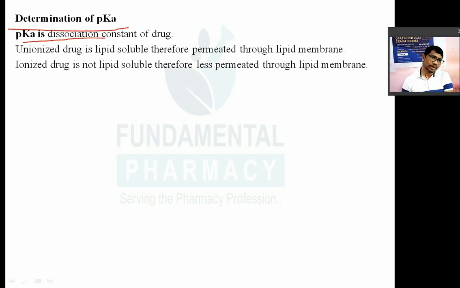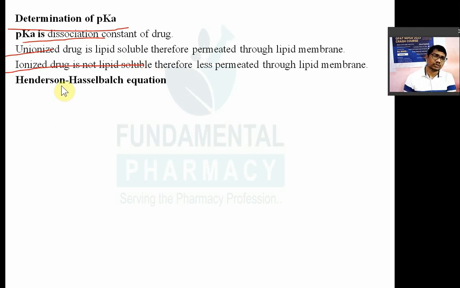The pH of the medium and pKa of the drug. Unionized drug is lipid soluble. It is absorbed easily. It can cross the cell membrane easily. Ionized drug is not lipid soluble. It is water soluble, so there is less permeation of this. The equation used to measure the percentage ionization is the Henderson-Hasselbalch equation.